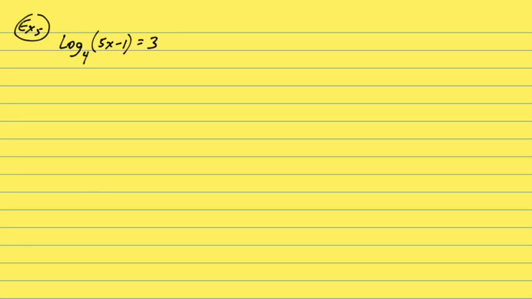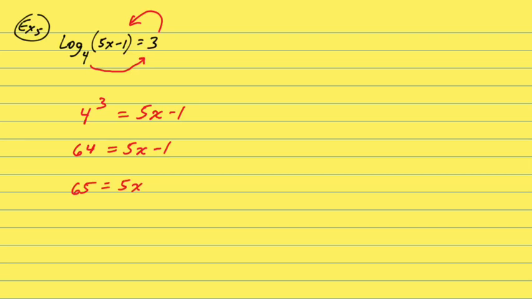Over here, can we do it as a fishhook? 4 to what power? 4 to the 3 equals what? 5x minus 1. 4 to the third, 4 times 4 is 16, times 4 again is 64. Add 1 makes 65. The opposite of multiplying by 5 would be to divide by 5. And I believe, is that a 13? Equaling x. 50 and 15 is 65, yep.